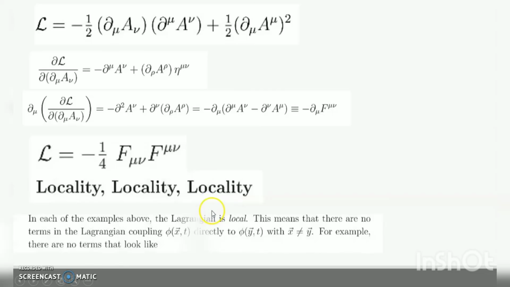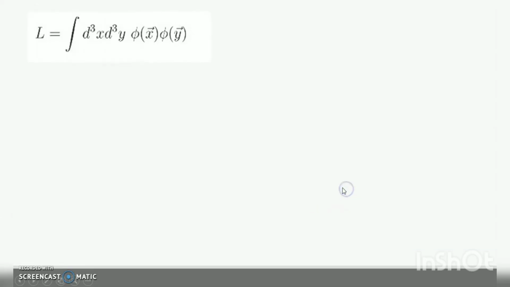Now, locality. Okay, so the Lagrangian is local. This means that there are no terms in the Lagrangian coupling phi(x, t) directly to phi(y, t), where x is not equal to y. For example, there are no terms that look like that.